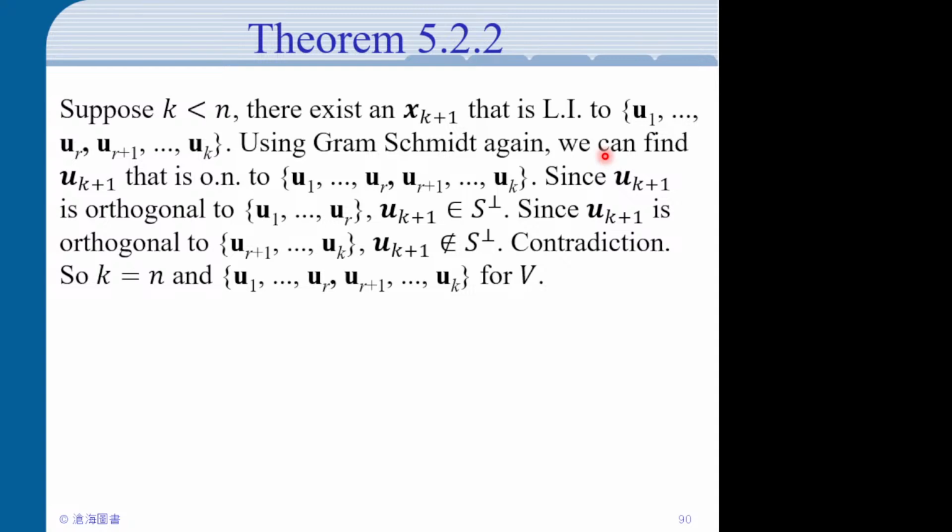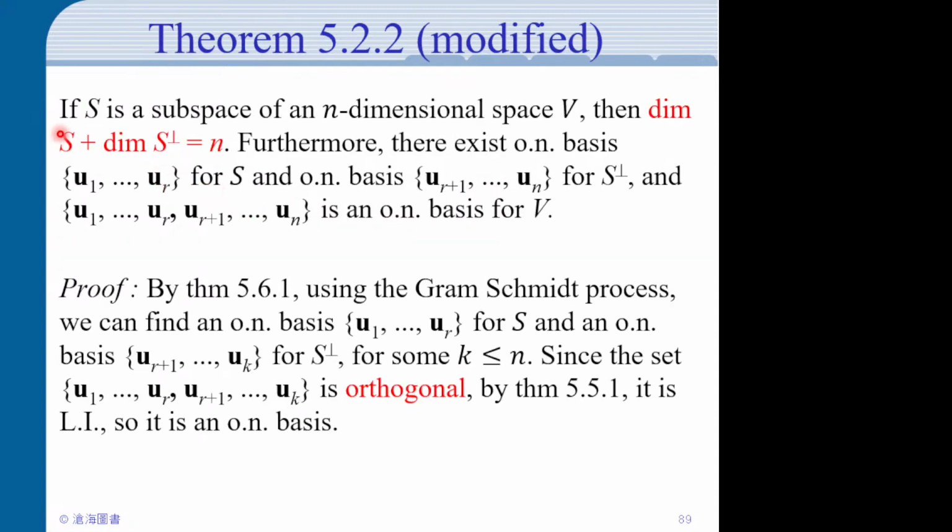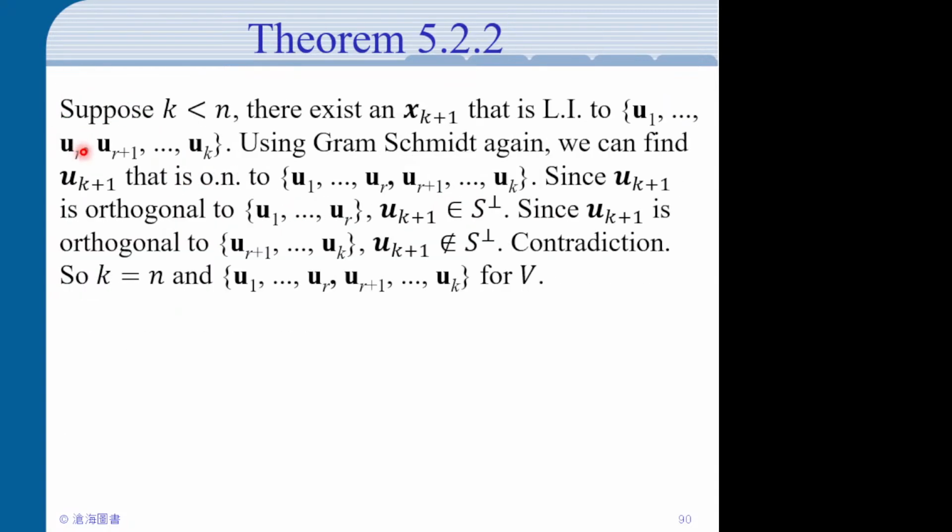But now this u_{k+1} is really weird. u_{k+1} is orthogonal to everything here. If u_{k+1} is orthogonal to u_1 to u_r, that means u_{k+1} will be orthogonal to everything in S, right? Because everything in S is a linear combination of u_1 to u_r.